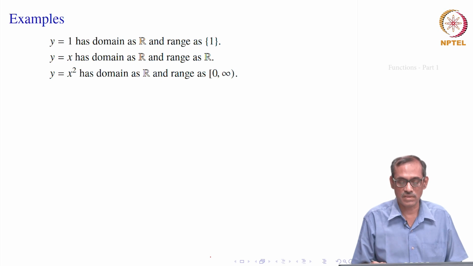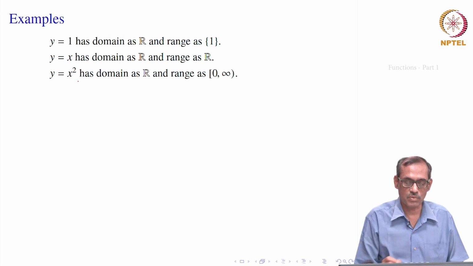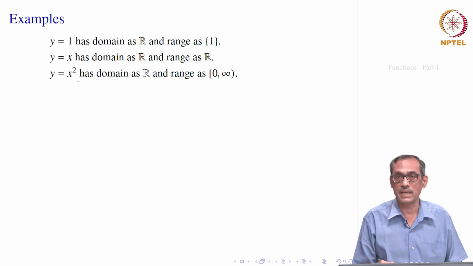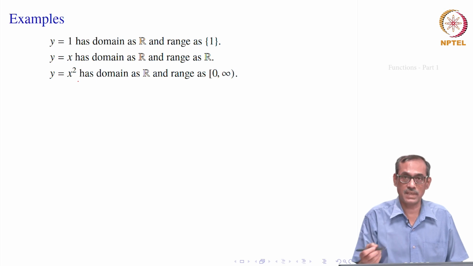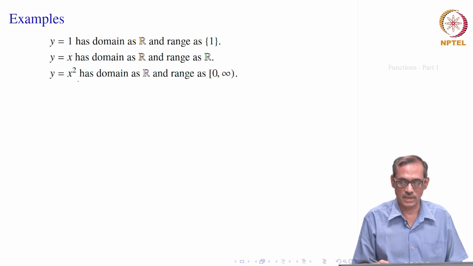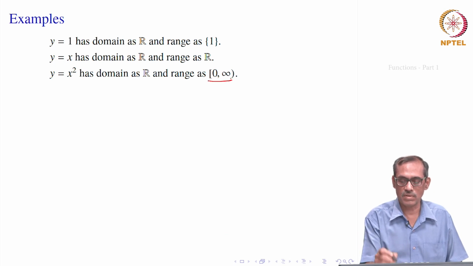Then what is the range? We see that x square can never be negative. So, at best it can be R plus, the positive numbers including 0, and it is so because for any point in 0 to infinity including 0, you will get one point whose square is this. That is why its range is the set of all non-negative real numbers, closed 0 and open infinity.